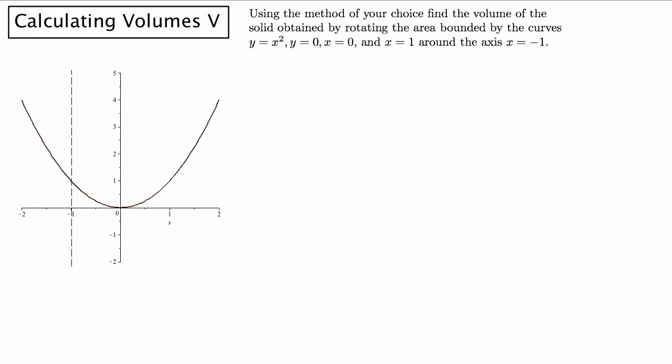Welcome to another Mathcast. In this episode, we're going to be taking a look at calculating the volume of a solid, but this time we're going to be rotating it around an axis other than the x or the y axis. In particular, we're going to be rotating around the line, in this case, x equal to -1. That's going to be the major difference in this problem than all the previous problems.